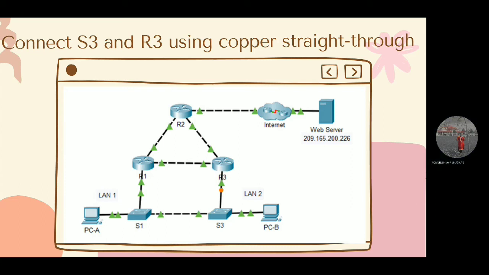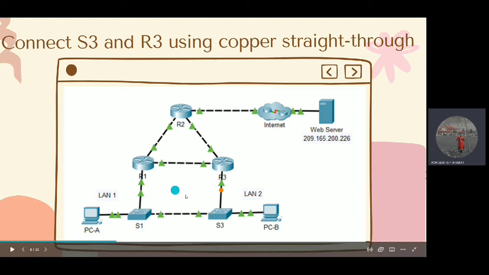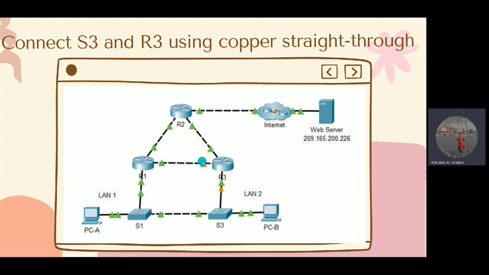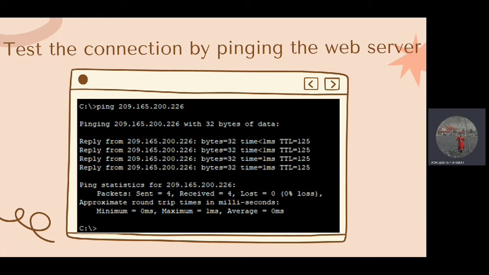Next, connect S3 and R3 using copper straight-through. Click on S3 and select port GigabitEthernet 0/2, and then click R3 and select GigabitEthernet 0/0, and this is the topology after we have connected S3 and R3. Next, we have to test the connection by pinging the web server. We have to open the web server and then ping 209.165.200.226. We can see the ping has been successful.